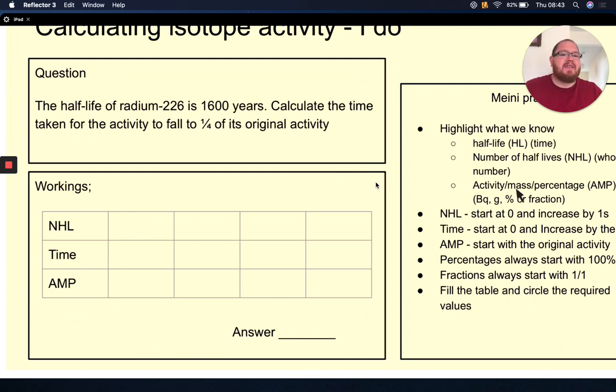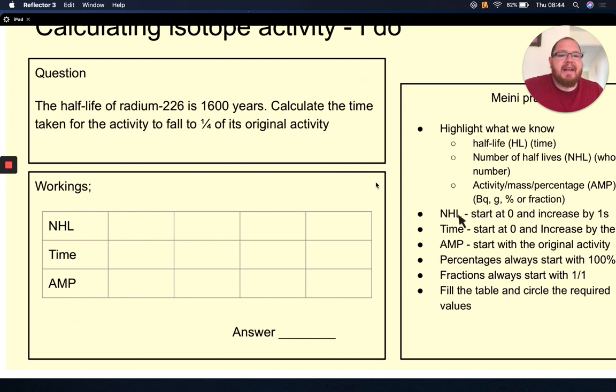Then we've got activity, mass, or percentage. Now remember I said the definition of half-life is the time it takes for a radioisotope's mass, or activity, or percentage, or we say parent nuclei, okay? But we went with the definition for mass, but that could be either activity, mass, or percentage, it could be a ratio as well. As you can see, we've got a ratio here, we've got 1/4. Okay, so that's why I've got AMP there, activity, mass or percentage. Trust me, this will become clear as you see me go through it.